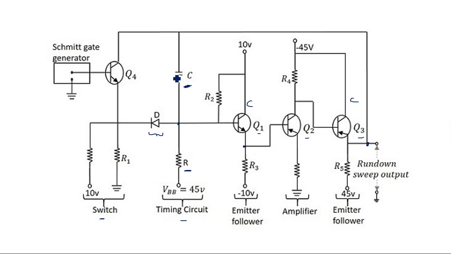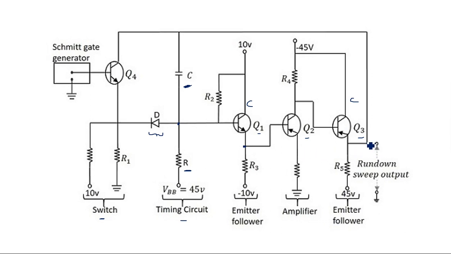So this is the first stage, which is nothing but an emitter follower, and the second stage is a common emitter amplifier. The purpose of this common emitter amplifier is for the voltage amplification. It gives the necessary voltage amplification.